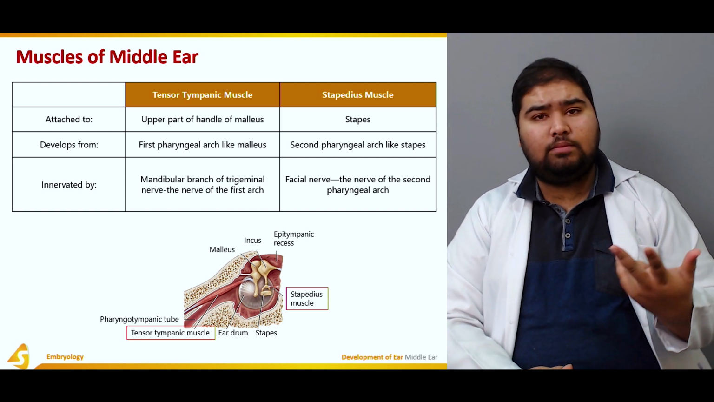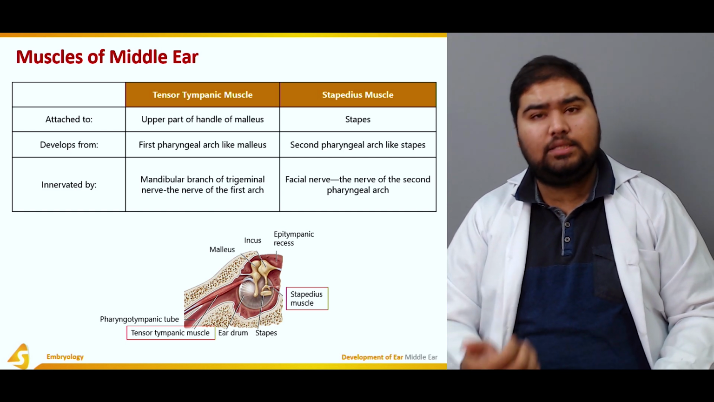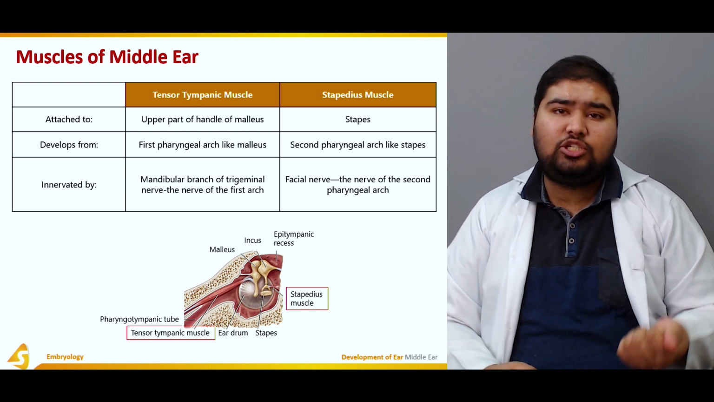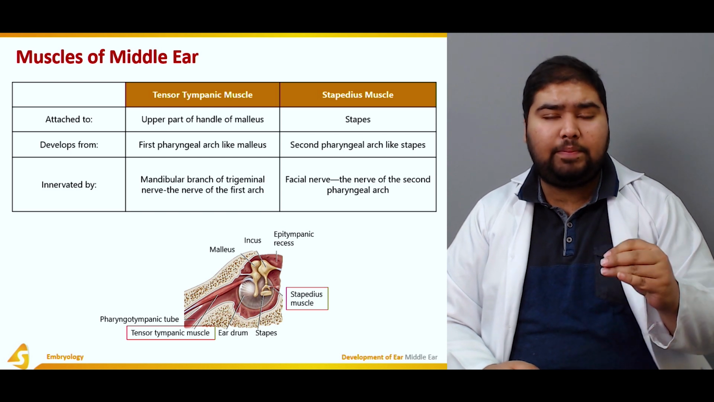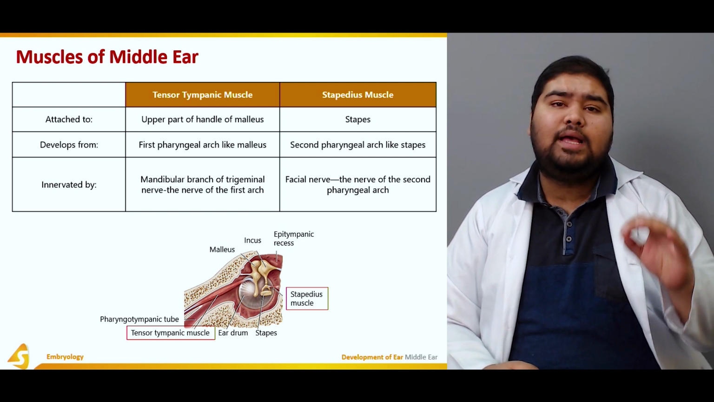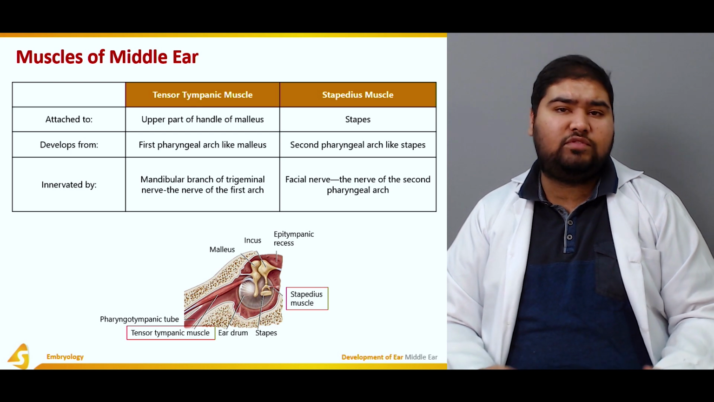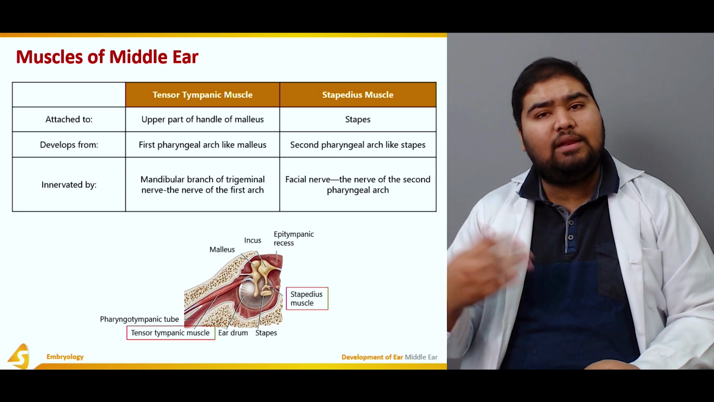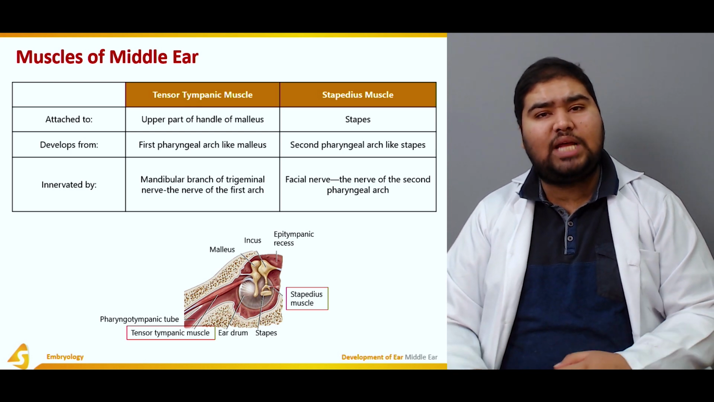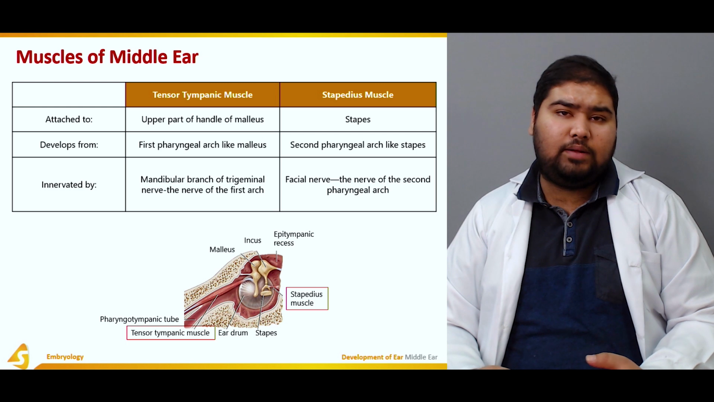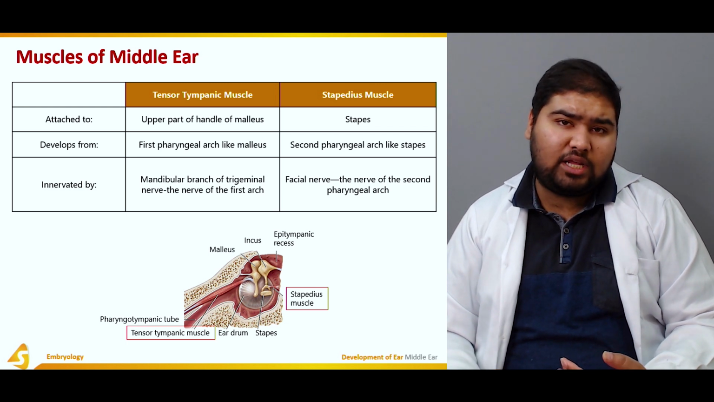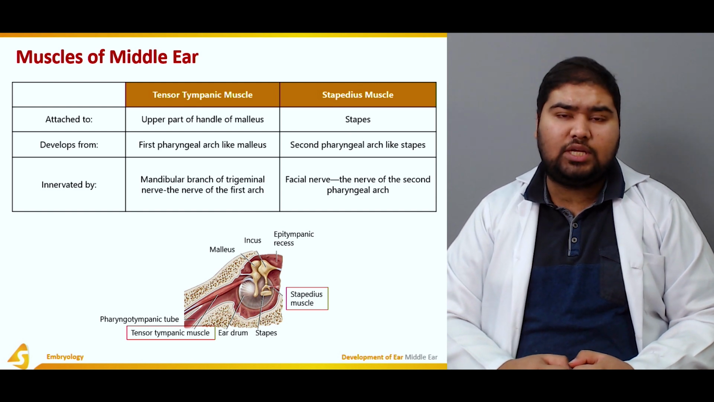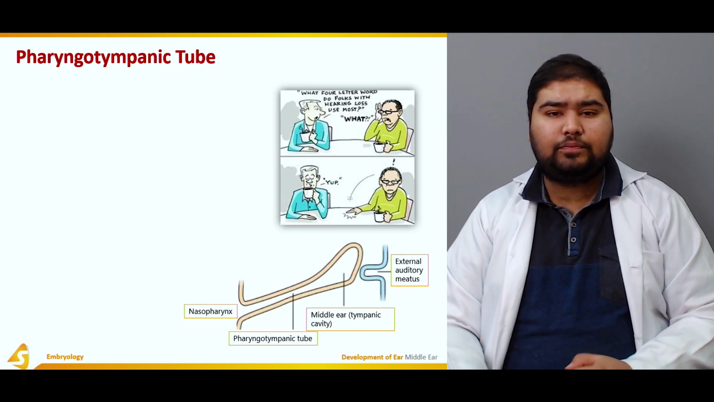So there are two important muscles, the tensor tympani and the stapedius muscle. Tensor tympani, the muscle of the first arch, is attached to the upper part of the handle of the malleus, and is supplied by the mandibular branch of the trigeminal nerve, being the nerve of the first arch. Then we have the stapedius muscle, which is attached to the stapes. It originates from the second pharyngeal arch and is supplied by the facial nerve, which is the nerve of the second pharyngeal arch.